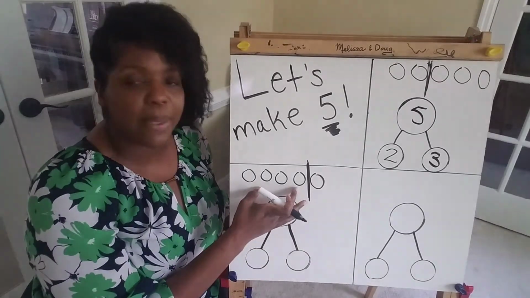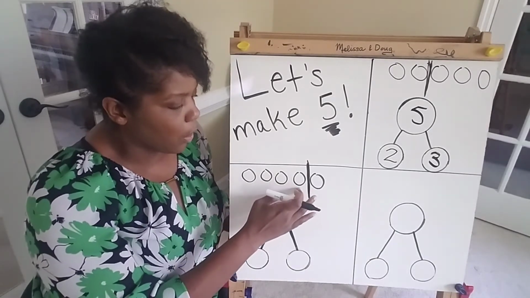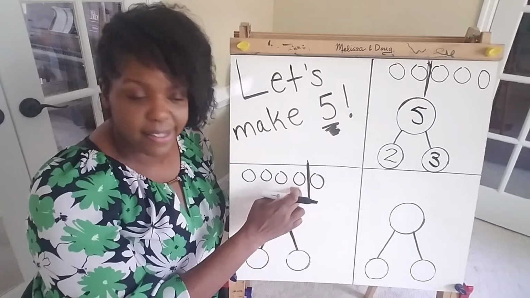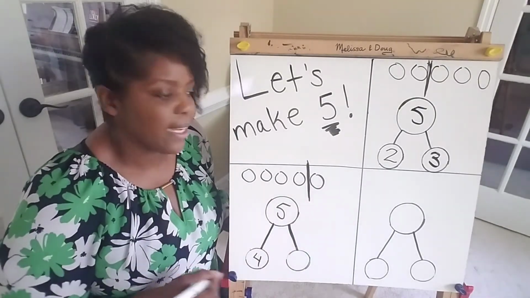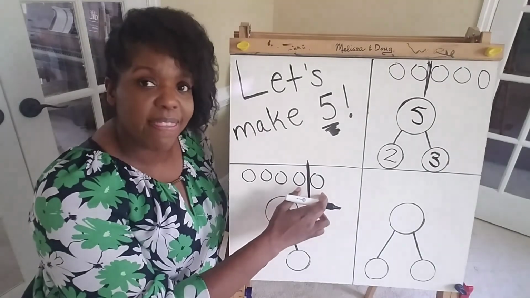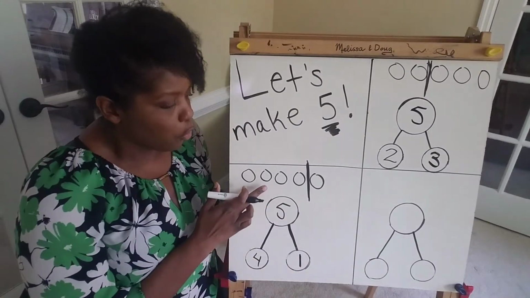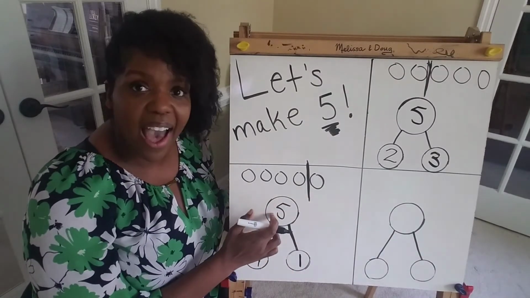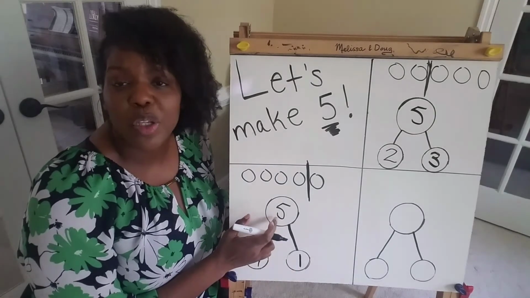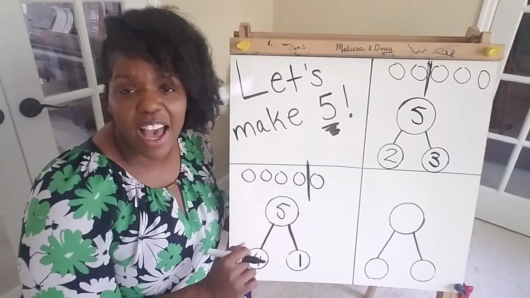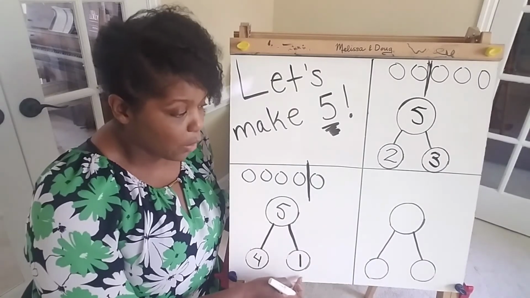So I have some on this side of the break and some on this side of the break. Let's count how many are on this side of the break. 1, 2, 3, 4. So since I have 4 on this side, I will put 4 in my small bubble of the number bond. And since I have 1 on this side of the break, I'm going to put a 1 here. So 4 and 1 makes 5. So what this means is when you break 5 apart, you can break it apart into 4 and 1.